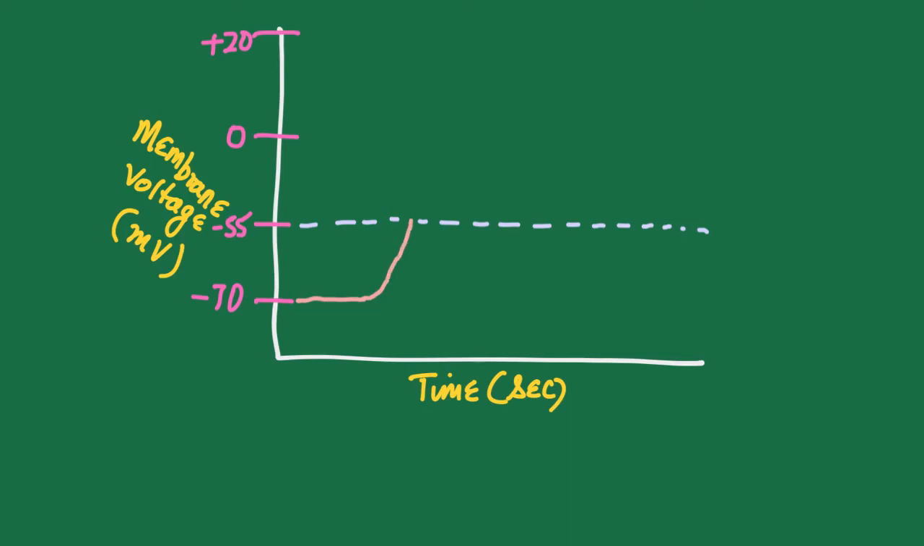Then there is a slight depolarization, hits minus 55, and there is a rapid depolarization going up. There is a repolarization going down. There is further down, which is the hyperpolarization, and going back to resting membrane potential.